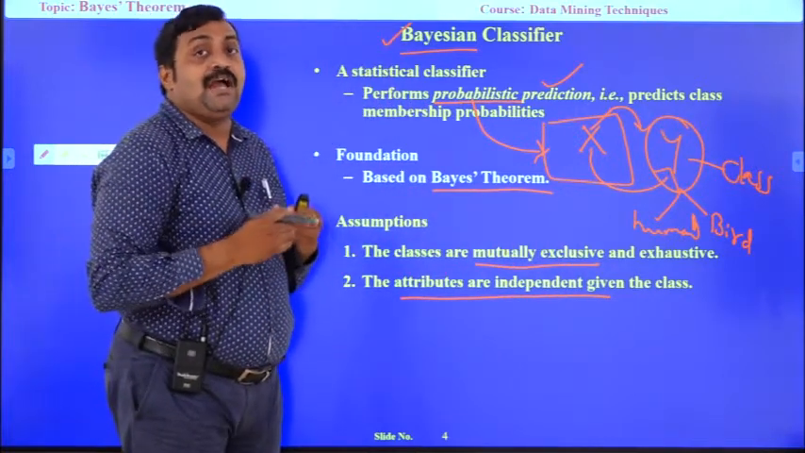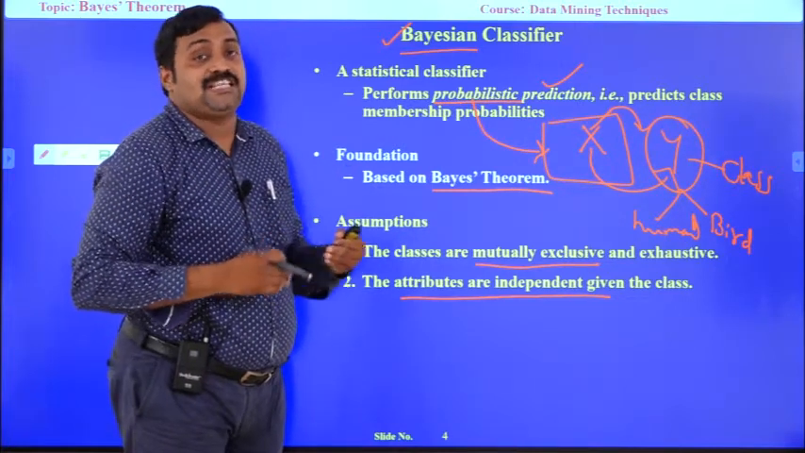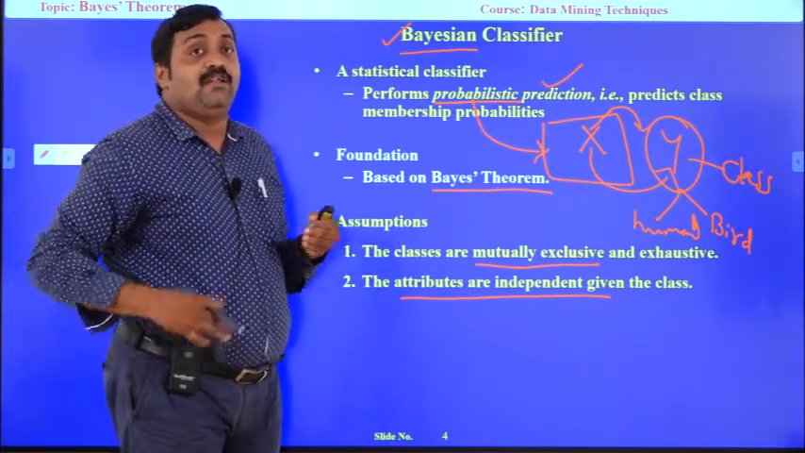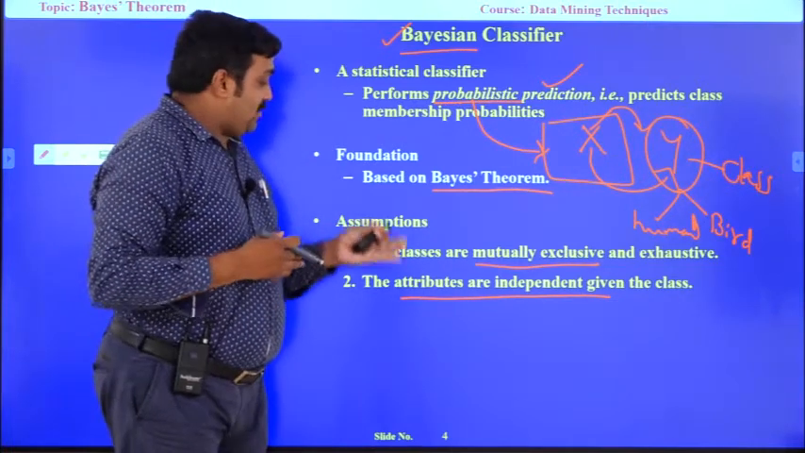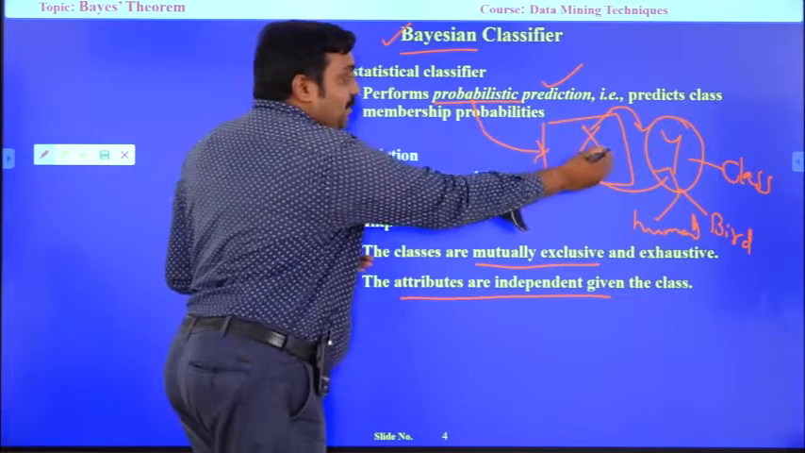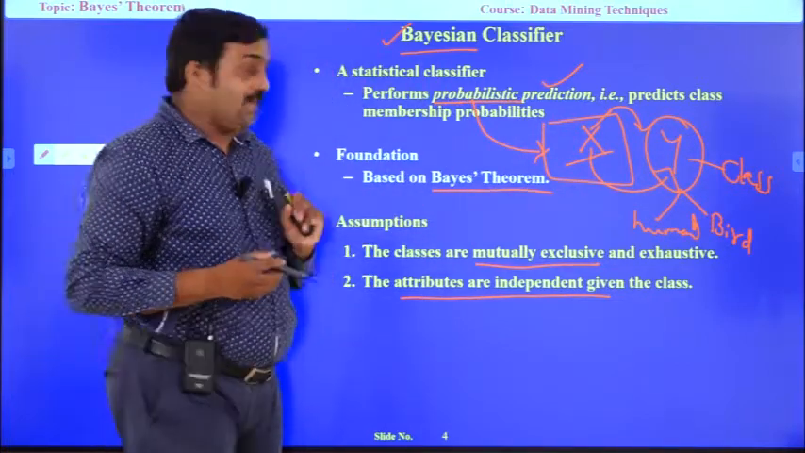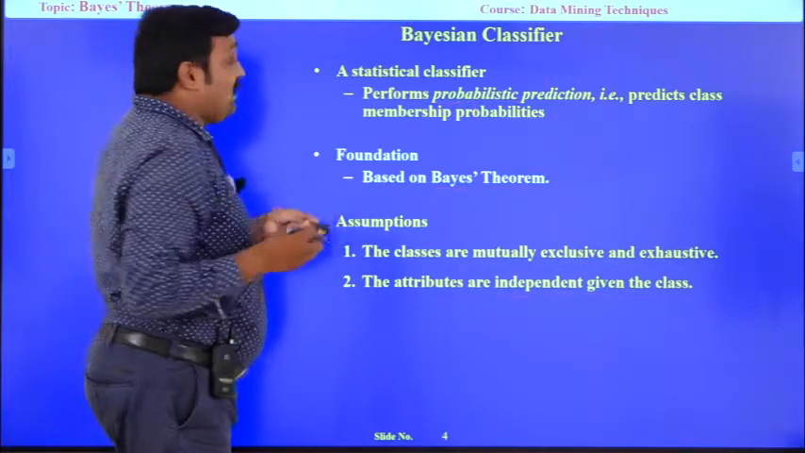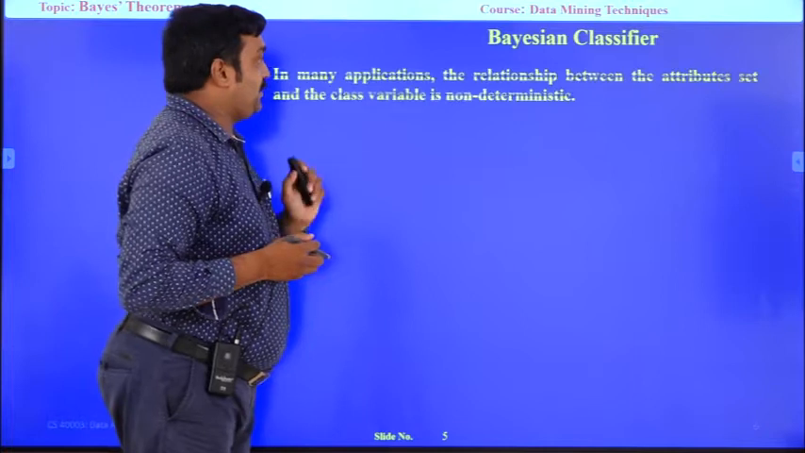We need to think, before doing the operation or classifying, we need to identify that the events that occur are mutually exclusive and the attributes, that is, the input attributes in the class, are independent. Okay. These are the basic things we need to consider. Let us see the Bayesian classifier.